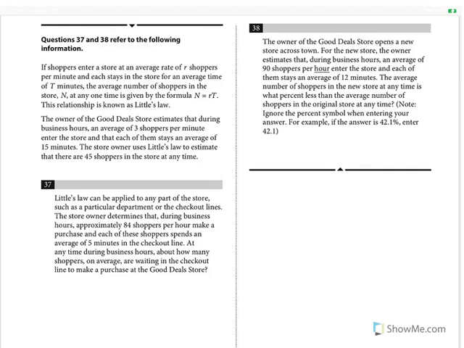Looking at the information we have, we're using N equals RT, and N is what we're solving for, the number. So the number is going to equal, and what is R? R is the shoppers per minute. And we're talking about the line, so it's 84 shoppers per hour. So we want to divide that by 60 minutes per hour, and then times the 5 minutes in the checkout line, so times 5. That is our T. And 84 over 60, we can divide out a 12, and that is 7/5. So N is going to equal 7/5 times 5, which equals 7.